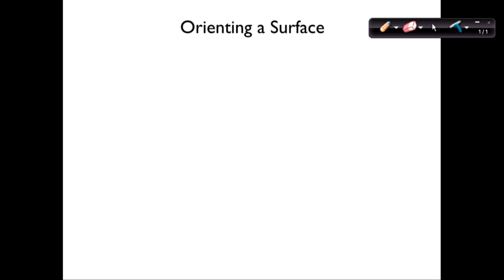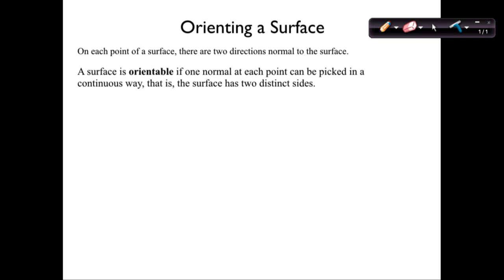So similarly, now we have a surface, a two-dimensional thing. How do we orient a surface? On each point of a surface, there are two directions normal to the surface. That should make sense, right? If you think of a surface, there's one side and the other side. A surface is orientable if one normal at each point can be picked in a continuous way. The easier way to say that is the surface has two distinct sides. If a surface has two distinct sides, then we call the surface orientable.